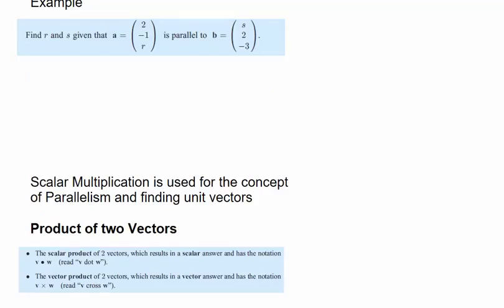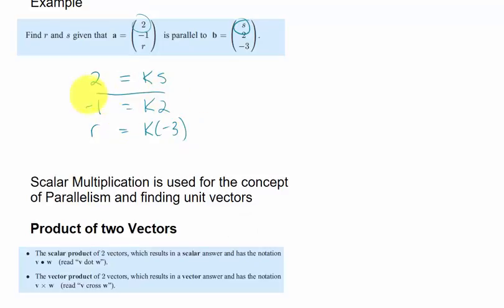So for the first question, we're going to use that information that if they are parallel to each other, there is some scalar multiple between A and B. So I'm just going to look at my x component, and I have 2, and I'm going to say that that's equal to k times s. So x and x. And then I'm going to set up my y component, -1 is equal to k2, and then r is equal to k -3.